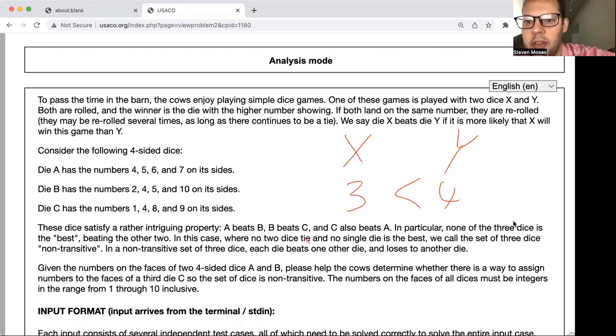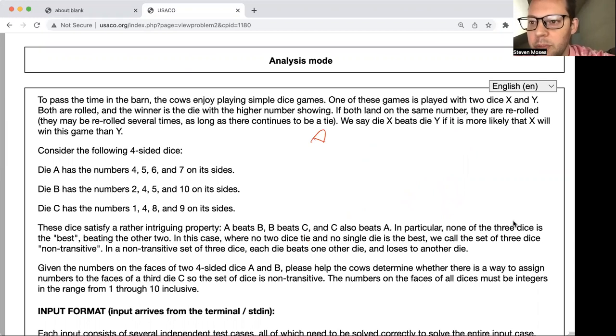Okay, so the dice are going to have different faces. Consider the following four-sided dice. Die A has the numbers 4, 5, 6, and 7 on its sides. Die B has the numbers 2, 4, 5, and 10 on its sides. And die C has 1, 4, 8, and 9 on its sides. So let's write these out here real quick. I've got A with 4, 5, 6, and 7. I've got B with 2, 4, 5, and 10. And I've got C with 1, 4, 8, and 9.